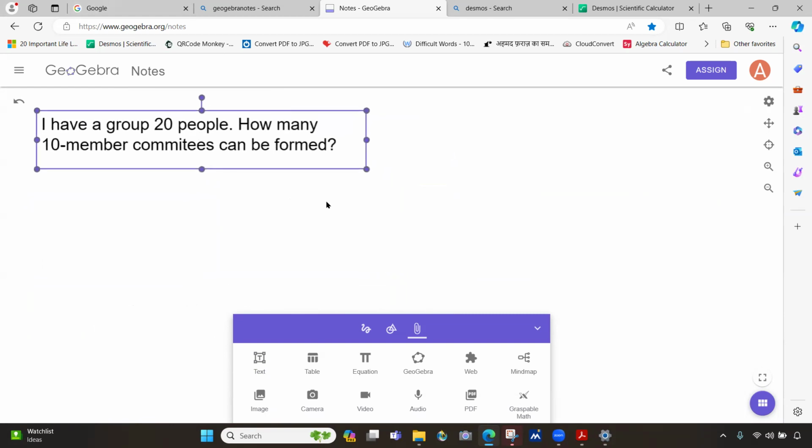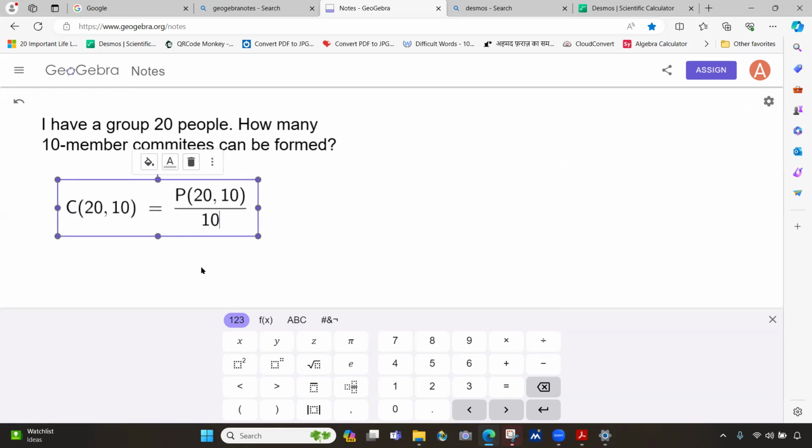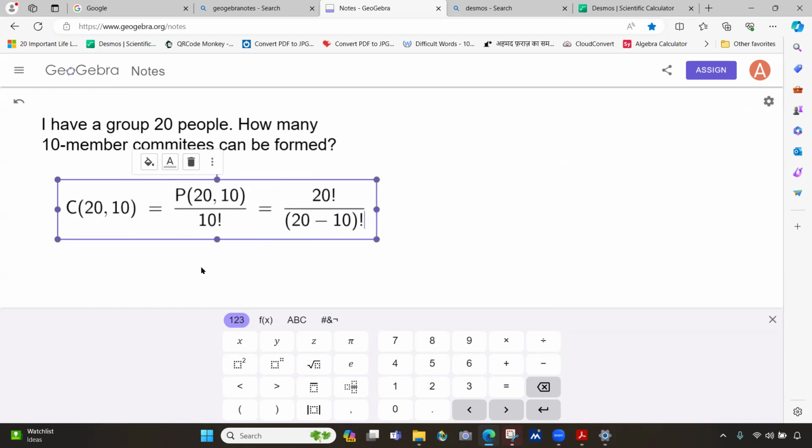The answer is, well, it's a combination problem, and it's going to go like this: 20, comma 10, which is simply permutation 20, comma 10, but don't forget to divide by 10 factorial. Now, permutation 20, comma 10 is simply 20 factorial divided by 20 minus 10 factorial. And then don't forget the extra 10 factorial. And then your calculator will do it, right? But there's another better way of doing it.